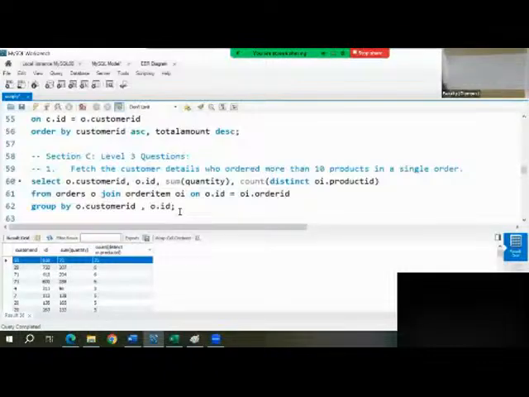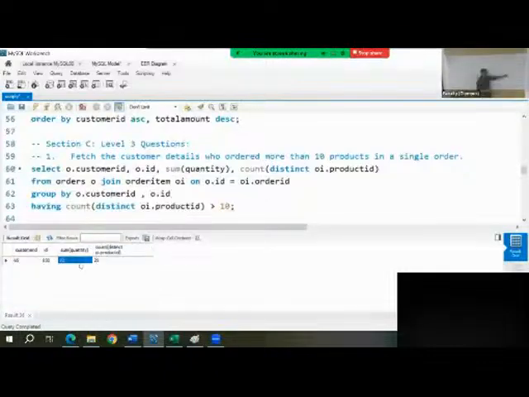Having count of distinct product ID. This customer has ordered 10 distinct products in one order. Okay, so I'll add more than 10. I'll add this distinct here. I am manually adding this so that there is no ambiguity in the question. So this is the only customer who has ordered 10 distinct products in one order.